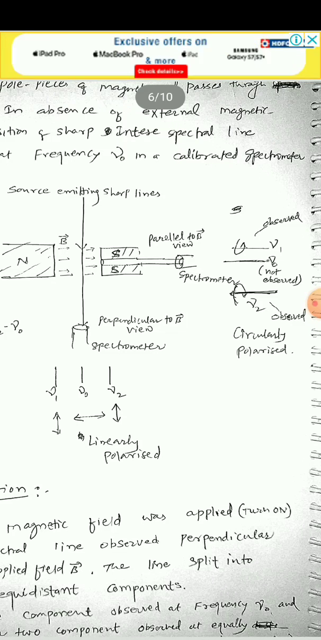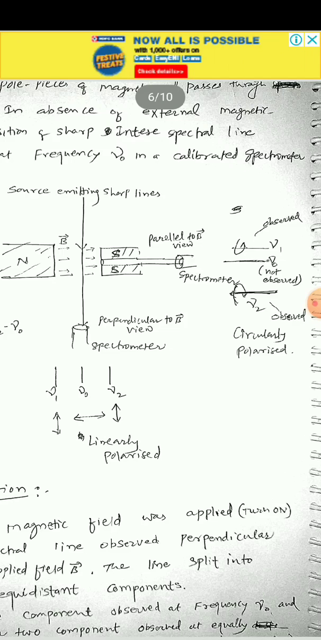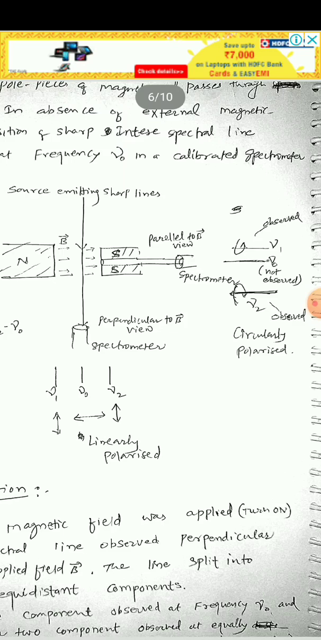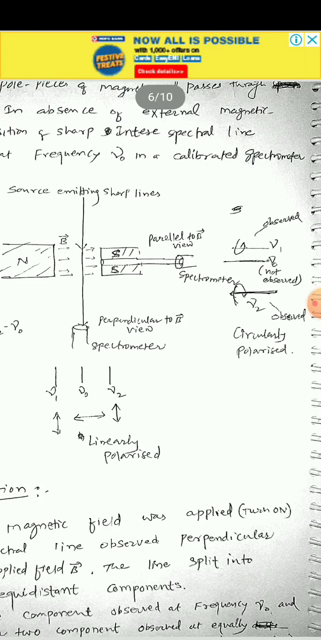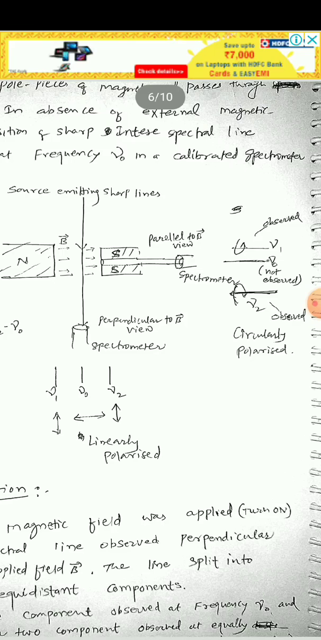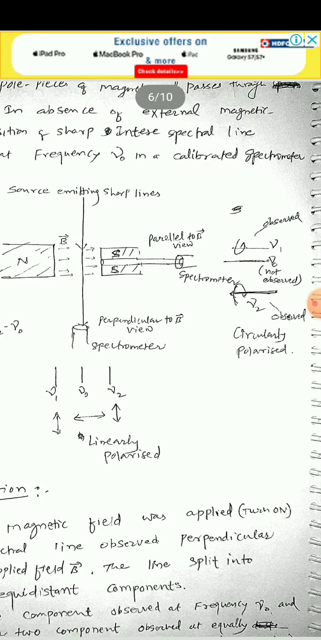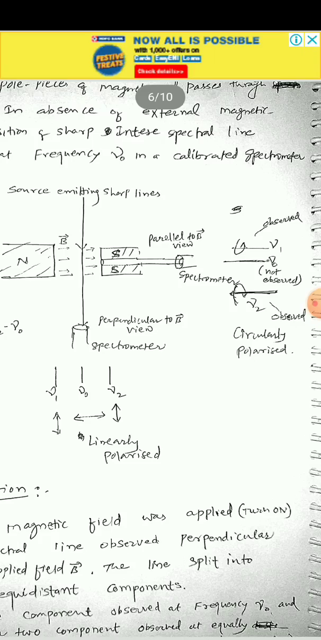So in perpendicular view the split lines are linearly polarized, and in parallel view the spectral line split is circularly polarized. And in this case nu naught, the original frequency, is not observed, but if we take the difference between nu 1 and nu 2, that is 2 times delta nu. So this is the first observation.